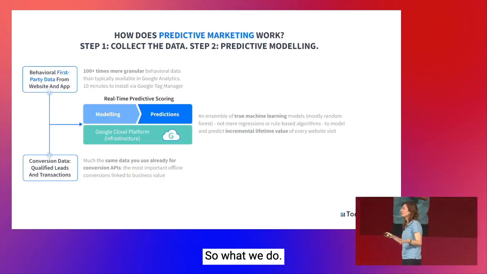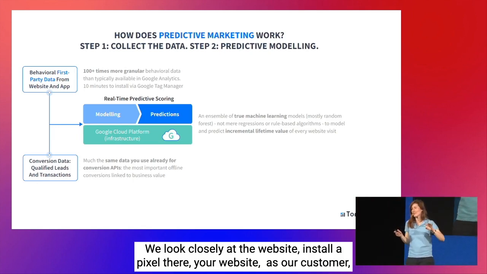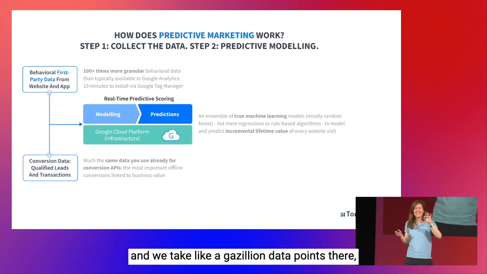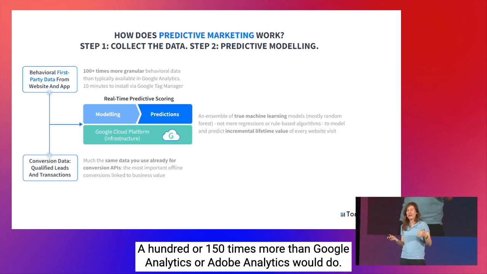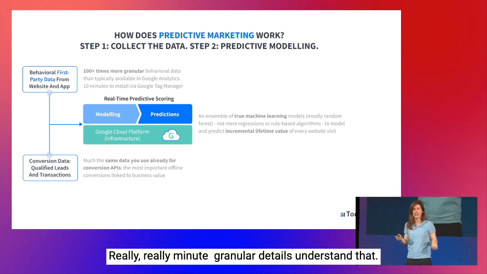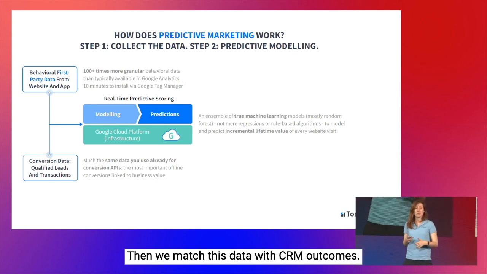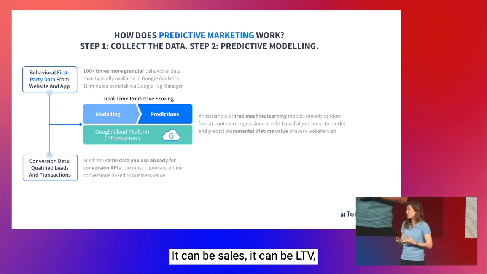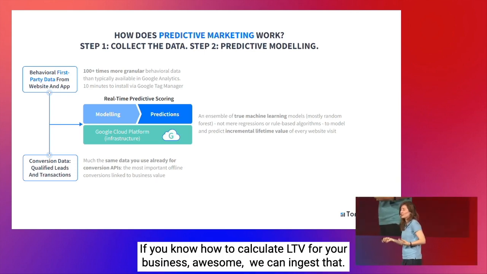So what we do, we look closely at the website, install a pixel there, on your website as our customer, and we track a gazillion data points there, 100 or 150 times more than Google Analytics or Adobe Analytics would do. Really, really minute granular details. We understand that. Then we match this data with CRM outcomes. It can be sales, it can be LTV. If you know how to calculate LTV for a business, awesome. We can ingest that.